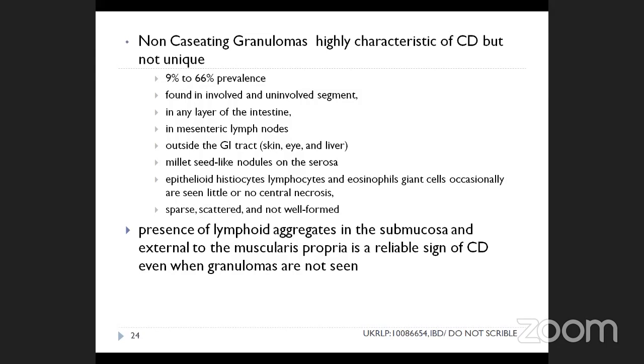The classical pathological feature of Crohn's disease is the presence of lymphoid aggregates in the submucosa and external to the muscularis propria, which is a reliable sign even when granulomas are not present. So the presence of lymphoid aggregates is the most important feature to diagnose a patient who has Crohn's disease, and all these things are non-specific, and these are chronic diseases.